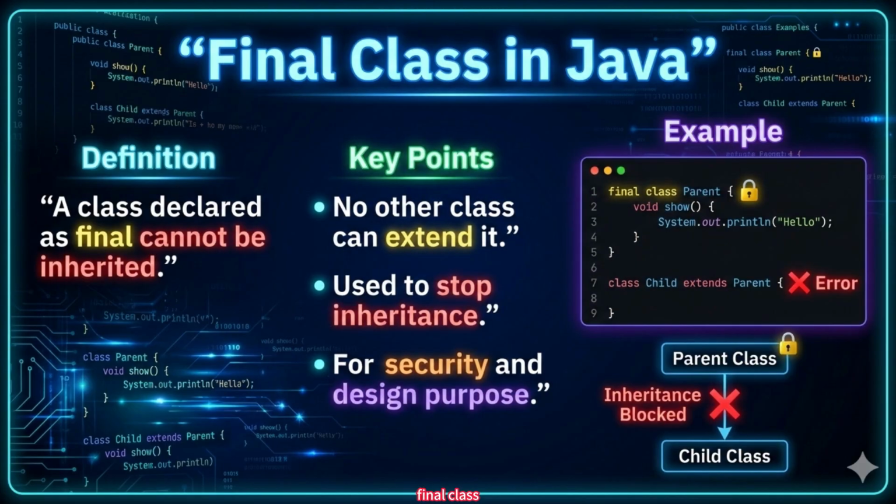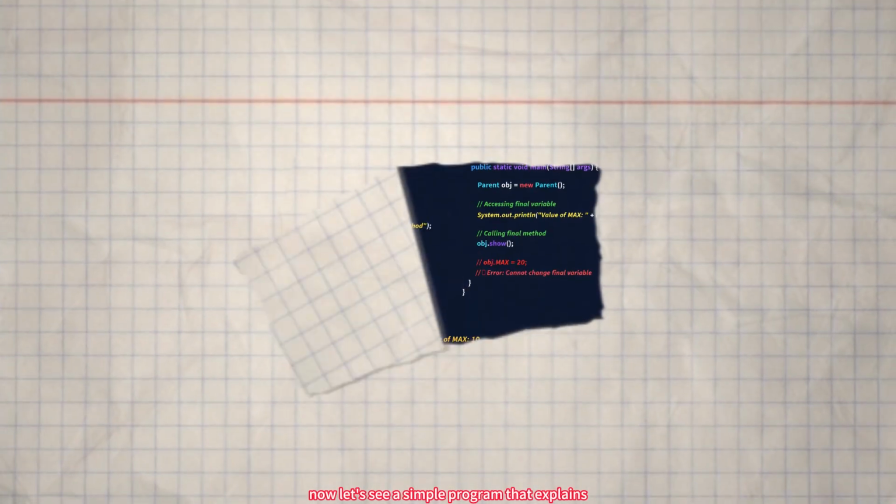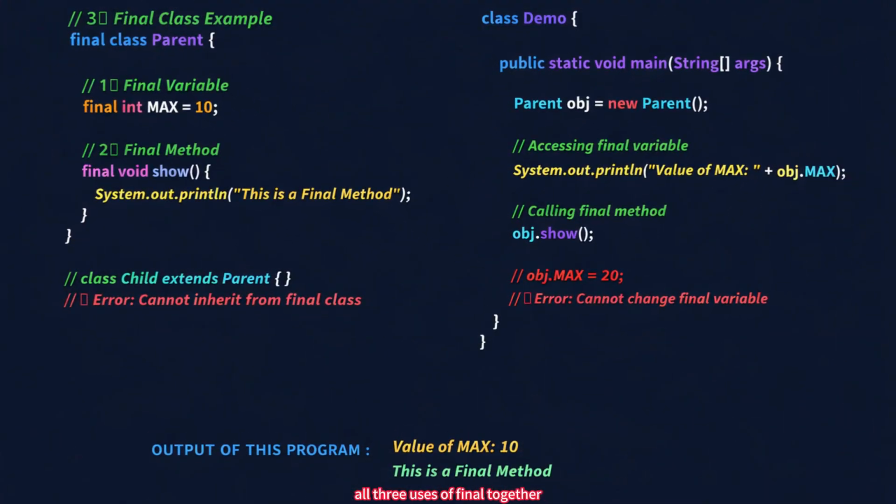Final class. A class declared as final cannot be inherited. Key points. No other class can extend it. Used to stop inheritance. Used for security and design purpose. In Java, if a class is declared as final, no child class can inherit it. Now let's see a simple program that explains all three uses of final together.